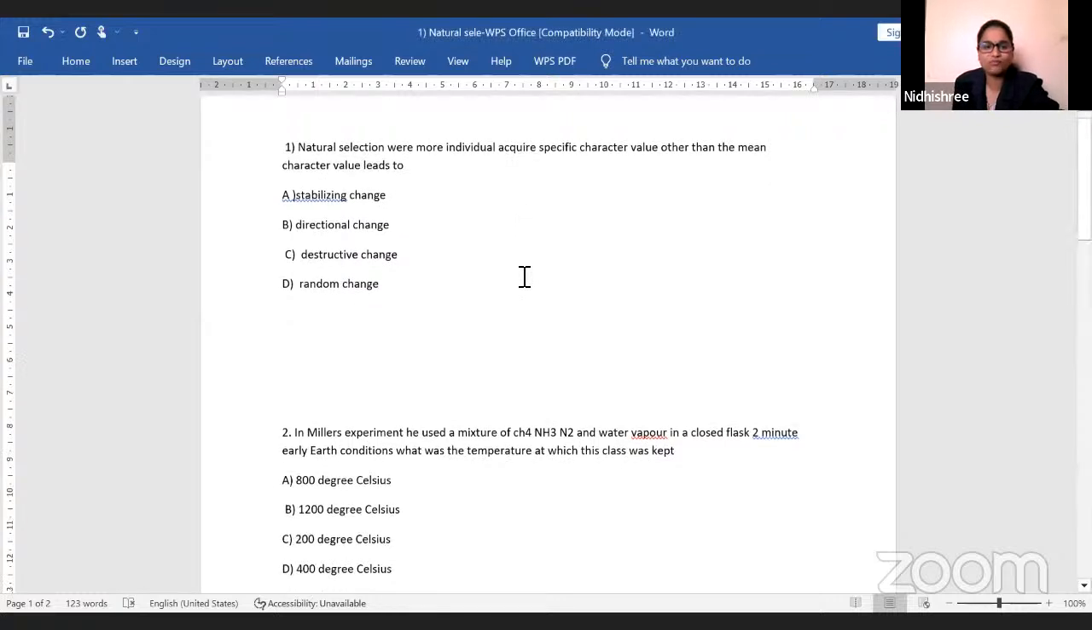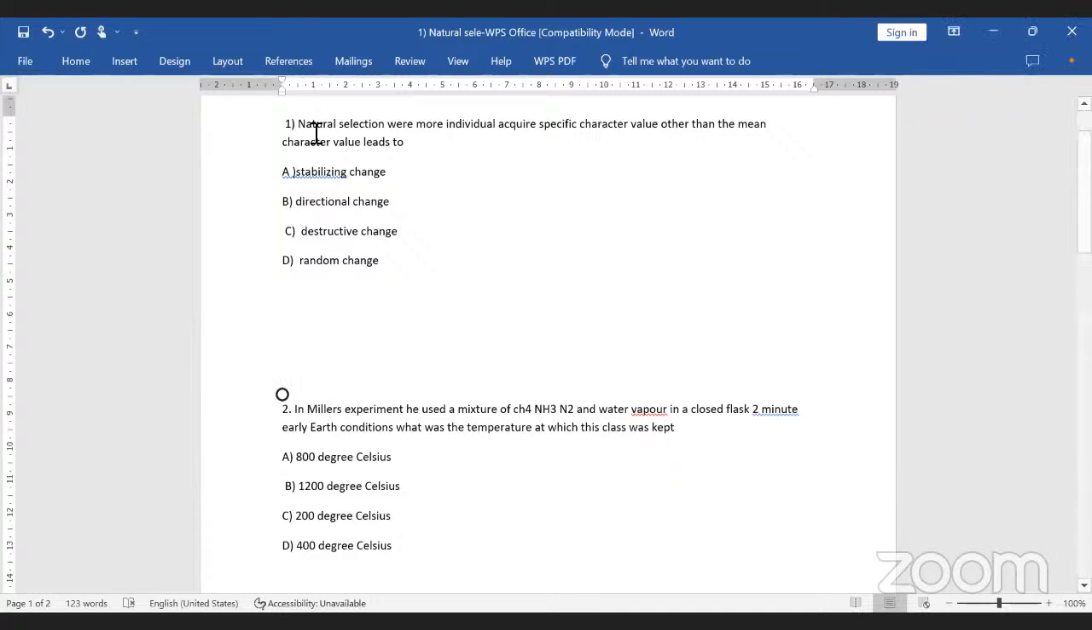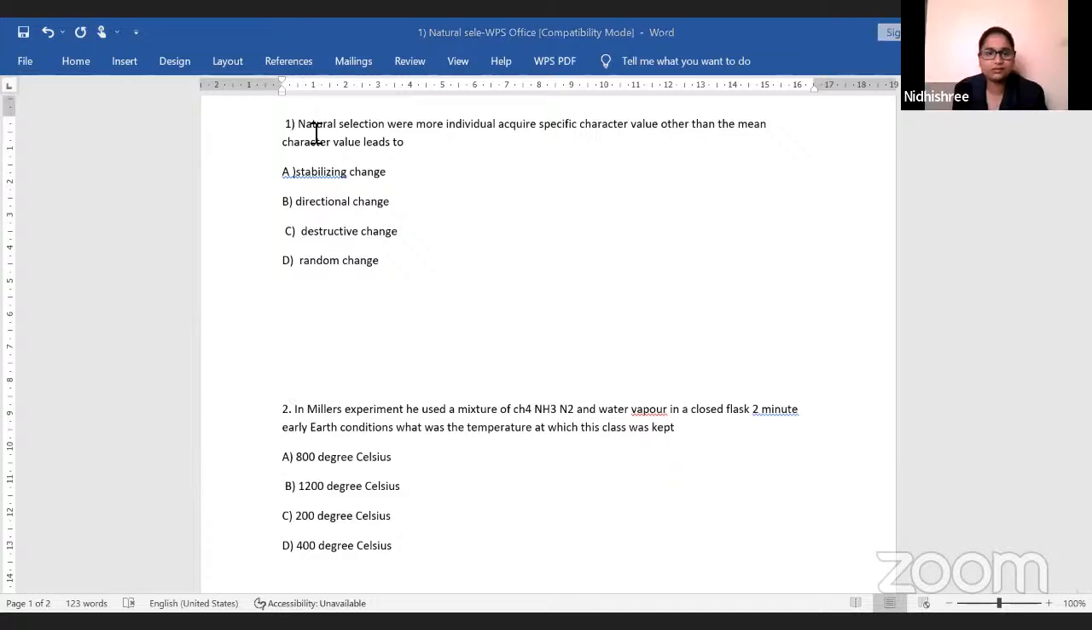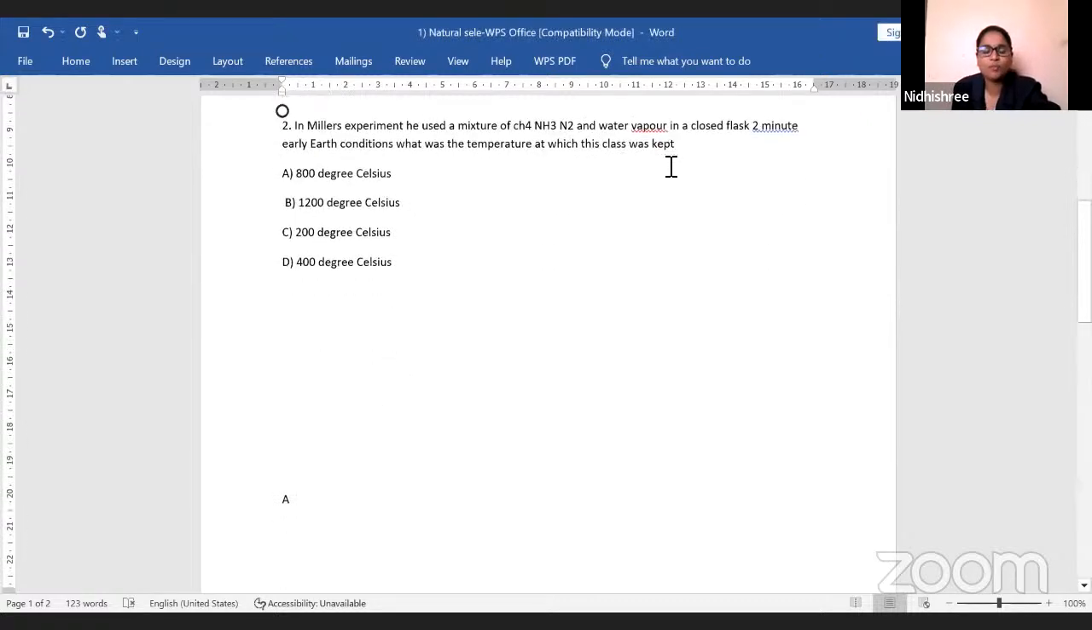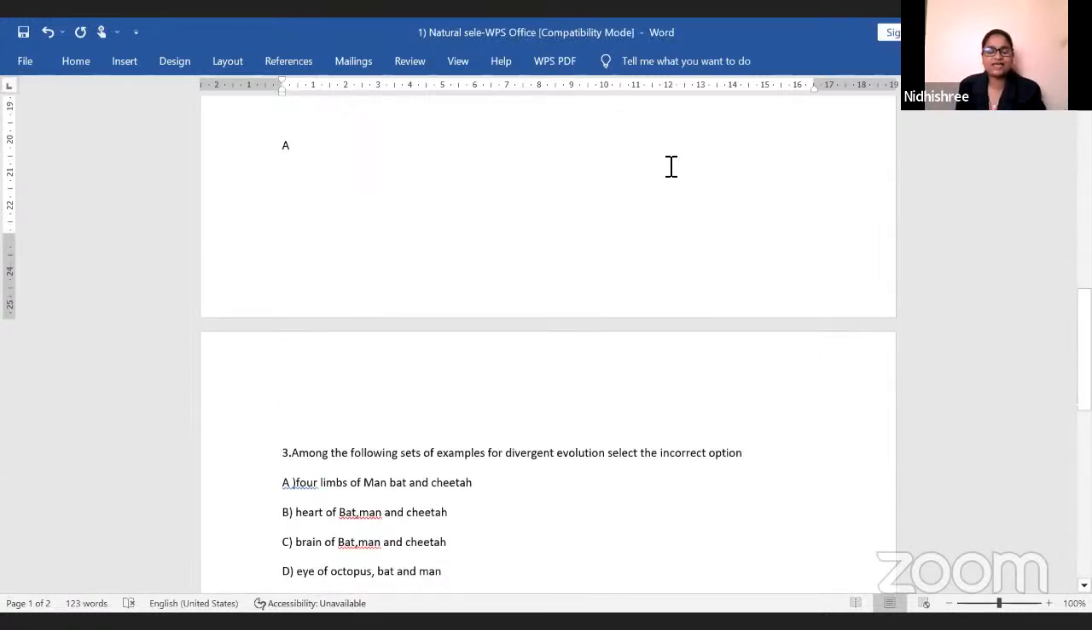Second question goes like this of bio 5-star. In Miller's experiment, he used a mixture of CH4, NH3, nitrogen and water vapor in a closed flask, simulating early earth conditions. What was the temperature at which this flask was kept? 800, 1200, 200, 400. 5, 4, 3, 2, 1. 800 degrees Celsius. No answer through mic. Duty, option A. Okay, let us check the answer. Option A is the right answer. The winner is Duty.